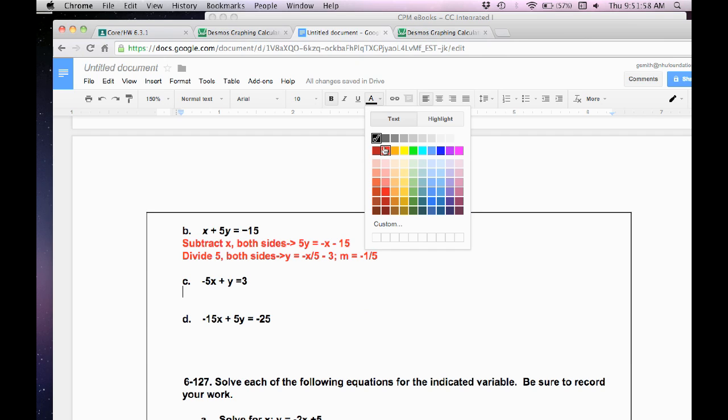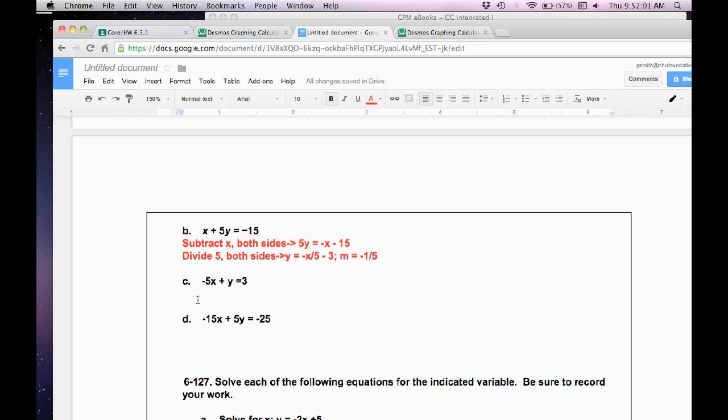Solid reasoning. Okay, here we want to get y alone, so we'll add 5x to both sides to undo that negative 5x. Just getting used to doing that every single time. And that will get us y is equal to 5x plus 3. Okay, that was simple. So y is alone, right? So clearly our m here equals 5.